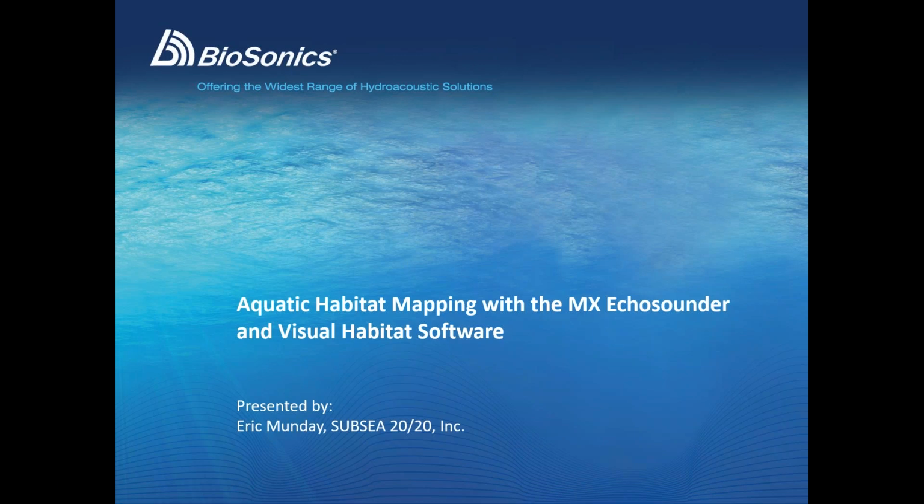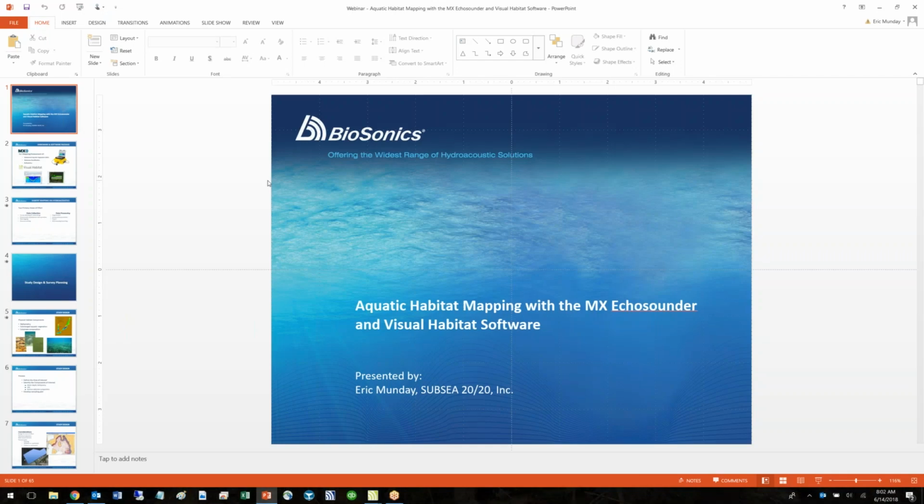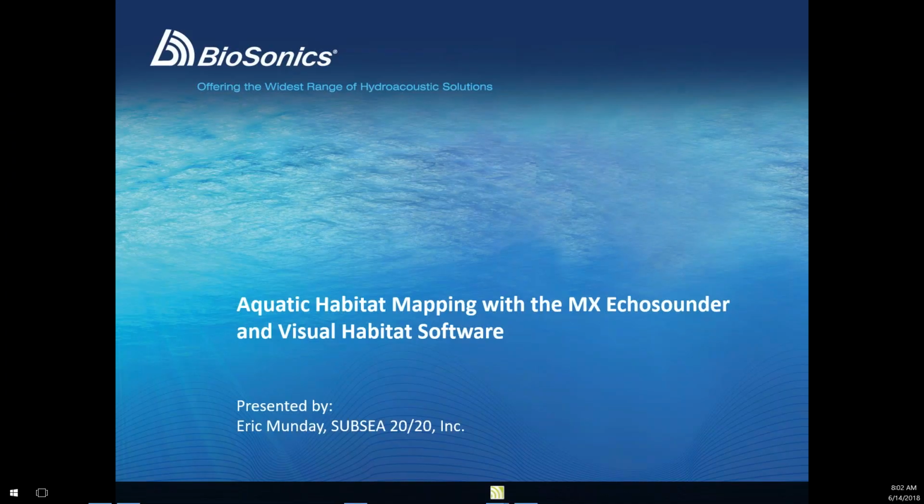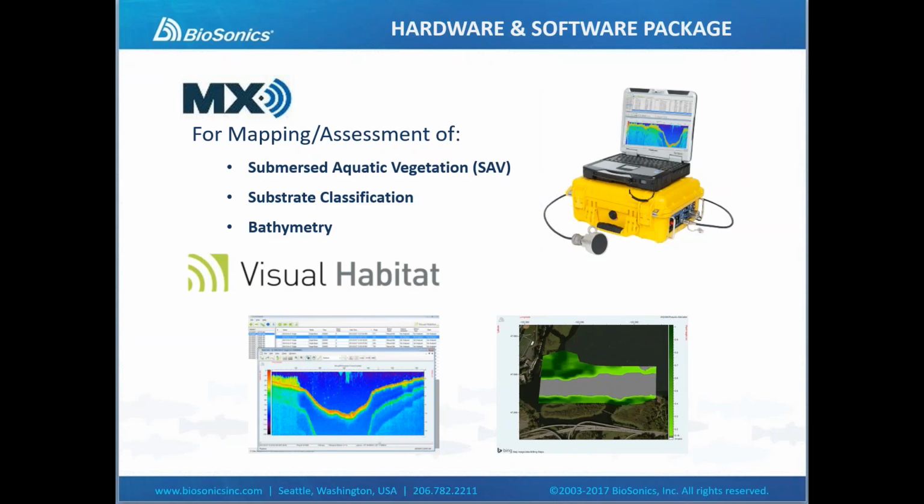Okay, today's webinar presentation is entitled Aquatic Habitat Mapping with the MX Echosounder and Visual Habitat Software. And this is the hardware and software package. The only such tandem Echosounder and software package on the market that I'm aware of that's purpose-built for the assessment of submerged vegetation, classifying substrate, and taking bathymetric measurements.